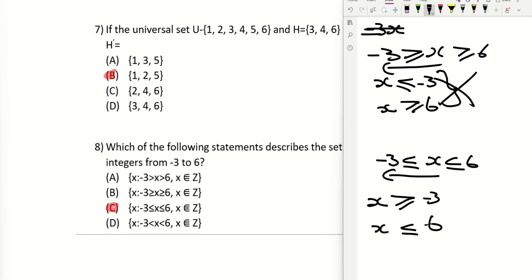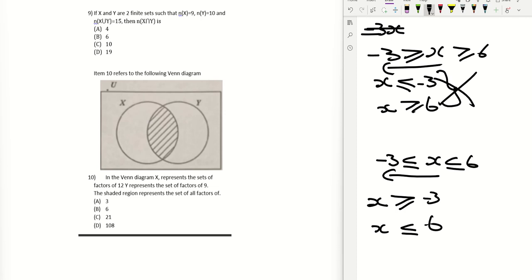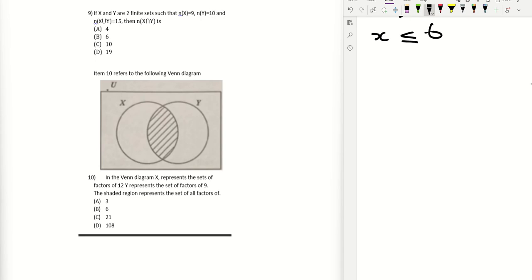Let's look at the next question. They said if X and Y are two finite sets, finite set means that they have a countable number of elements, okay? Such that the number of elements in X is 9, and the number of elements in Y is 10, and the union of X and Y is 15, then the number of elements in X intersected Y is, now this is a formula that you need to remember.